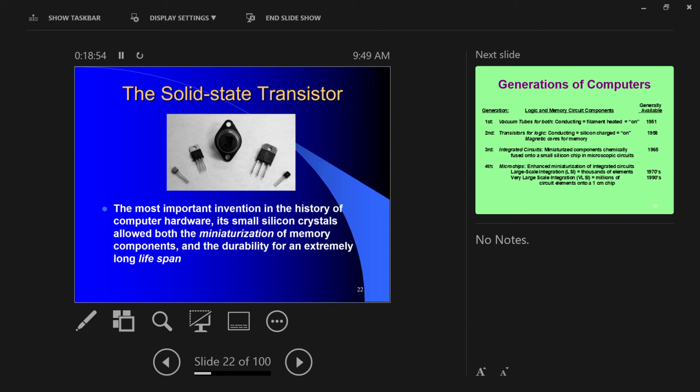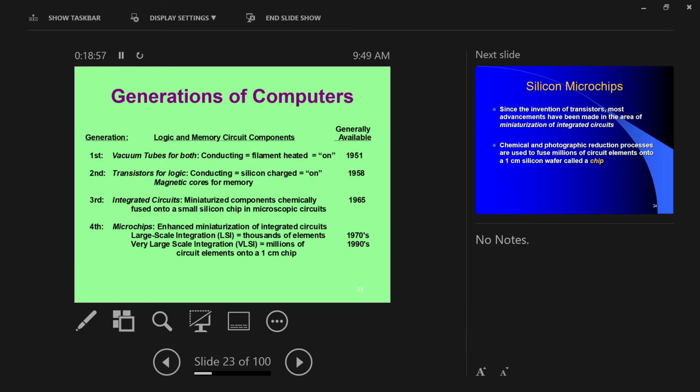Okay, so let's do a brief run through of the history, the generations of computers. First generation computers, vacuum tubes would conduct heat through the cathode. That heat would create the on state or the off state, either there or not. 1951. 1958, transistors conducting a silicon charge. When the silicon is charged, that's the on state. When it's off, that's the off state, ones or zeros.